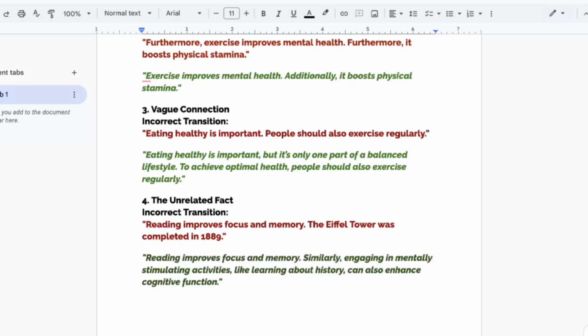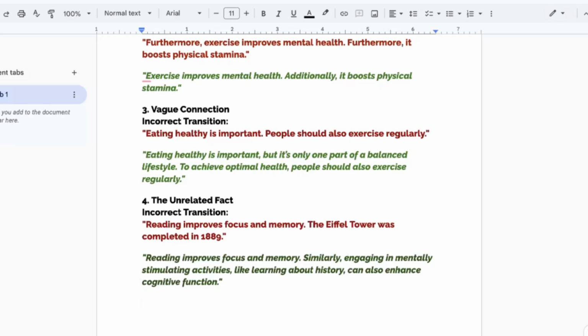This is how you correct that. Stay on topic and explain the connection. Reading improves focus and memory. Similarly, engaging in mentally stimulating activities like learning about history can also enhance cognitive function. Oh, I got to give a round of applause for that one because it's perfect, especially the part about cognitive functioning. You're telling the reader why these things are good and how it can enhance their life. Wonderful.